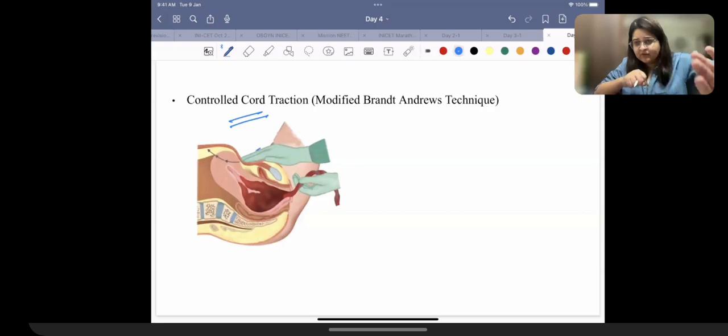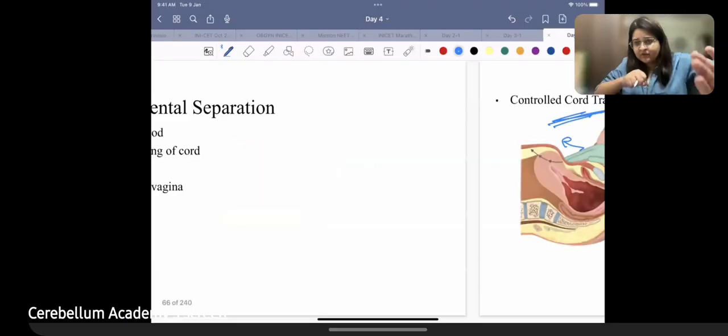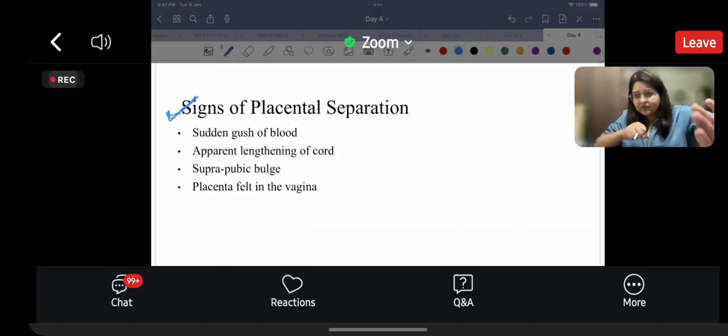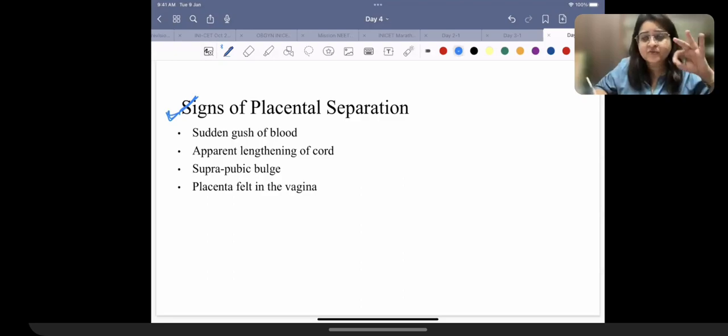When do you perform controlled cord traction? When you see the signs of placental separation. So baby बाहर आ गया, स्टेज 2 ऑफ लेबर हो गया. थर्ड स्टेज ऑफ लेबर क्या है? डिलीवरी ऑफ बेबी टू डिलीवरी ऑफ प्लेसेंटा. So as soon as the baby is out, we don't start immediately pulling on the cord. We have to wait for signs of separation of the placenta. Tranexamic acid is used for treatment of PPH, not prophylaxis. Okay, we will come to PPH treatment also.